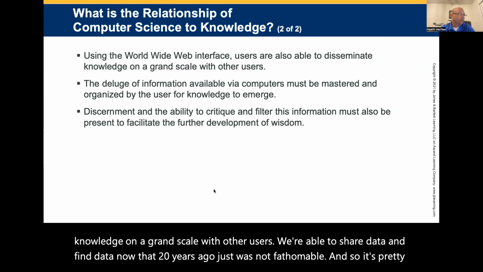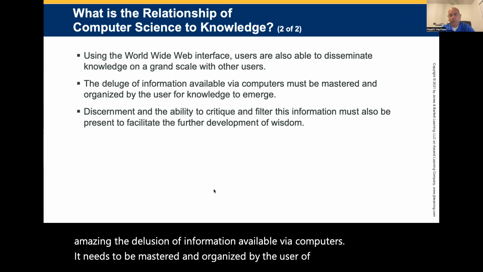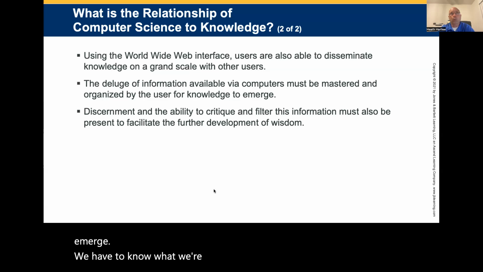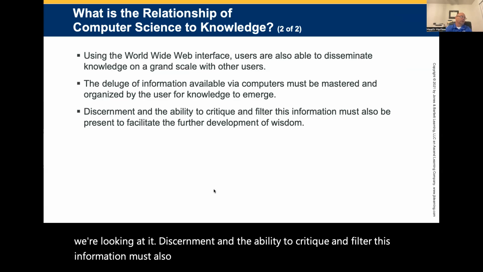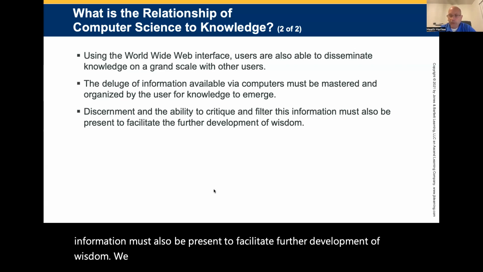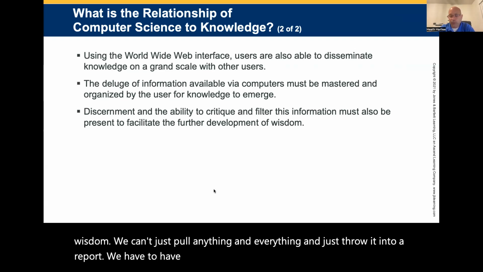The deluge of information available via computers needs to be mastered and organized by the user for knowledge to emerge. And so we have to know what we're looking at, and why we're looking at it. Discernment and the ability to critique and filter this information must also be present to facilitate further development of wisdom. We can't just pull anything and everything and just throw it into a report. We have to have the wisdom and the ability to know what it is we're looking for and why.